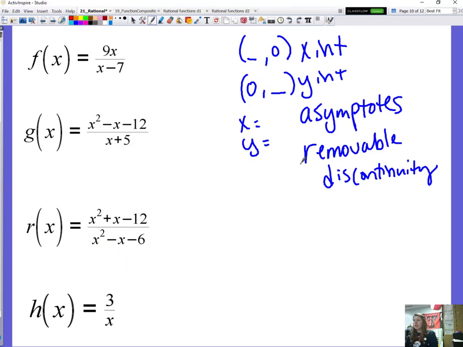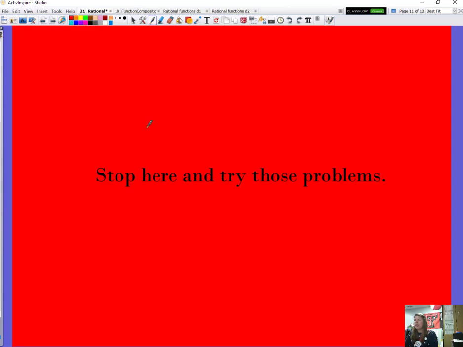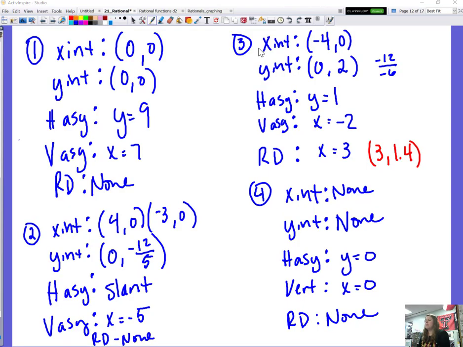Okay, so if things divide out, they're removable discontinuities. If something's left in the denominator, it's a vertical asymptote. Anything in the numerator is your x-intercept. And that's kind of how those equations are going to work. So take a second and stop here and try those problems. And I'm going to keep going.